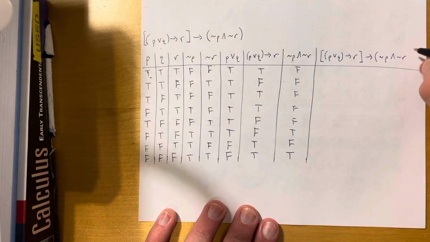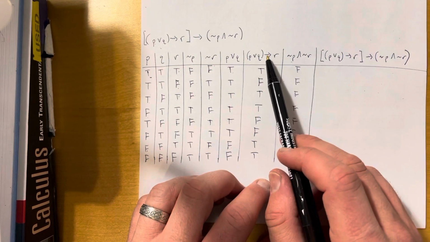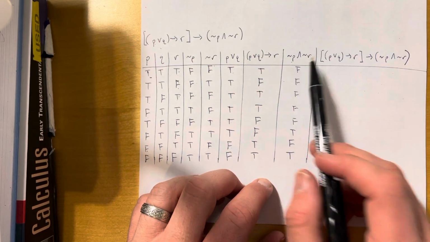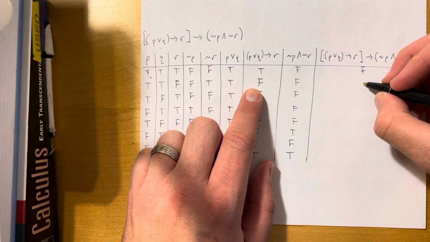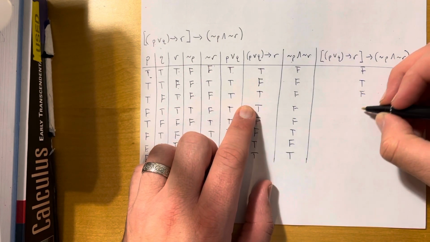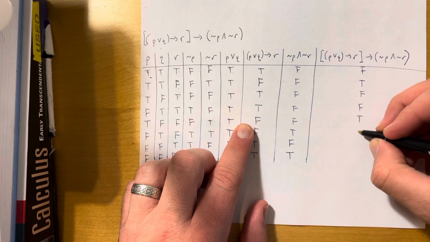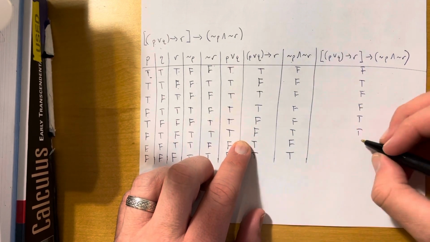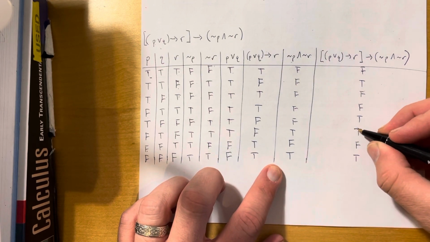Finally, I have this last conditional. So the column here is my antecedent, that column is my consequent, and so true implies false, false. False implies false, true. True implies false is false. True implies false, false again. I have a couple of falses here, which we know is automatically a true. True implies false would give me false, and then true implies true gives me true.